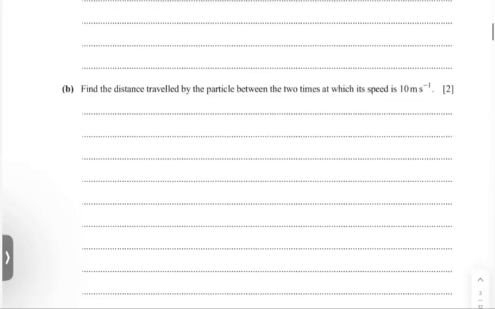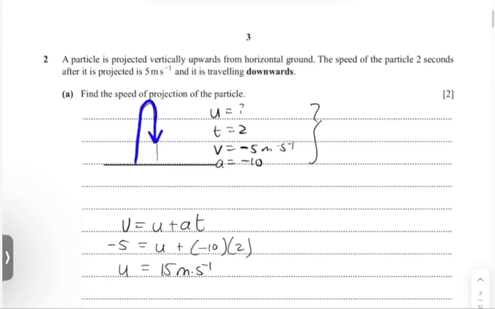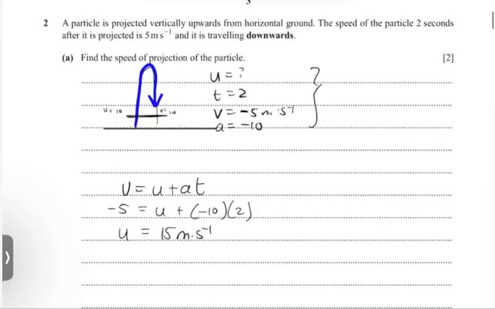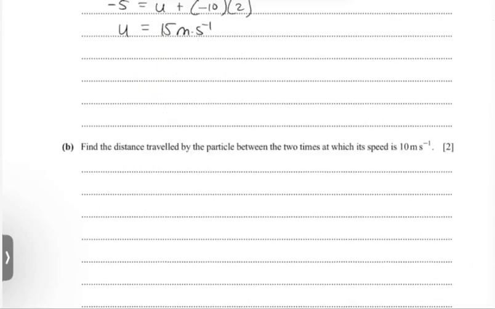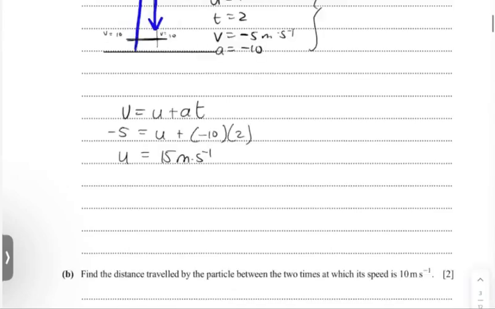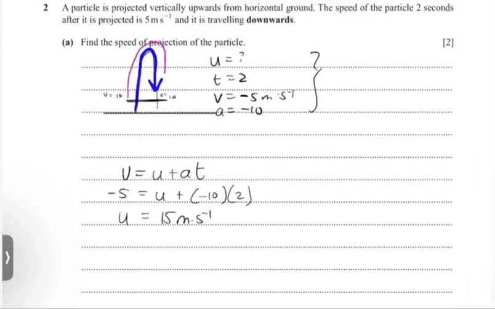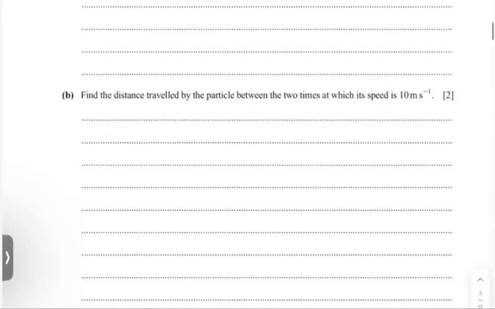Right, and then find the distance traveled by the particle between the 2 times at which the speed is 10. Okay, so the speed is probably going to be 10 a little bit further down. So it's going to have a velocity of 10 and a velocity of 10. And they want us to find the distance traveled by the particle between these 2 times. Okay, so if I was to go between the pink arrows, I know my initial speed is 10, and my final speed is then going to be -10. I want to know what is the distance, and my acceleration is just always going to be gravity.